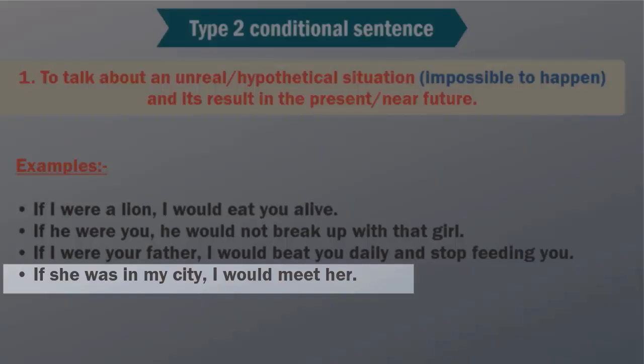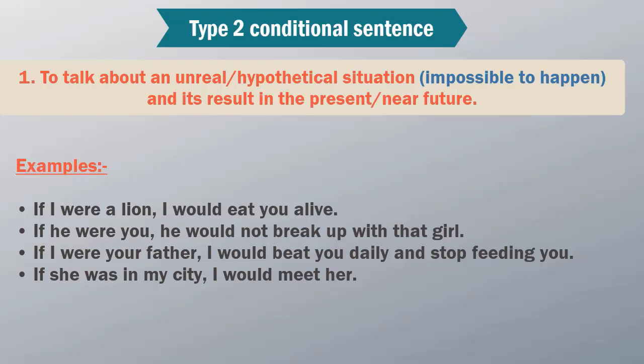Next example. If she was in my city, I would meet her. Now, why have I used was here? Because this is not an impossible case. She can be in my city, right? I might not be aware of that. It is not absolutely impossible for her to be in my city. It can happen, and that is exactly why we're using was, because this case is not impossible, absolutely hypothetical or unreal, right? And that's why we're using was with it. If she was in my city, condition, I would meet her.